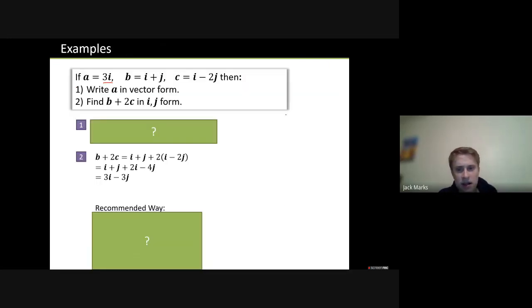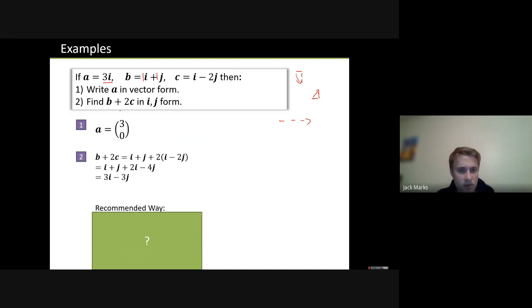A is 3I, so 1, 2, 3 to the right, that means. B is I plus J. If there are no numbers, it means that there's a 1. So B is like this. C is I minus 2J. Okay, so in vector form, we could write it like this.